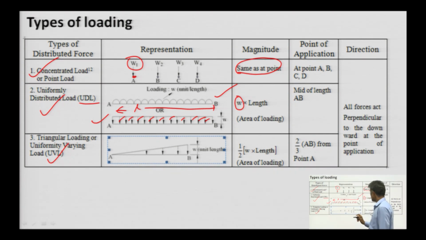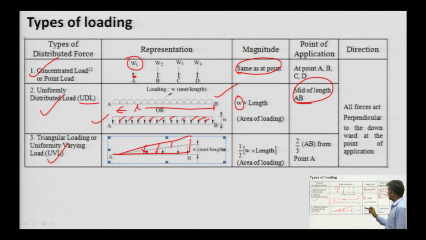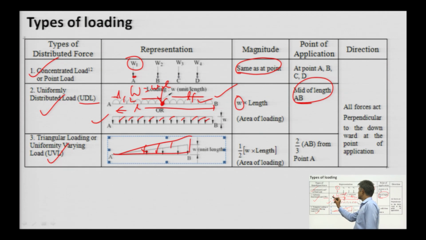In UVL, means triangular type of loading. And one more thing, in this case of UDL, the point of application will be where? Mid of the length, this point here it will be considered. Equivalent force can be replaced here, equivalent, not same. And total weight W is equal to small w into L at the mid, means if it is L, so L by 2 and L by 2 here.